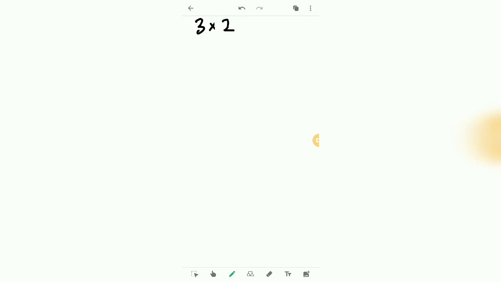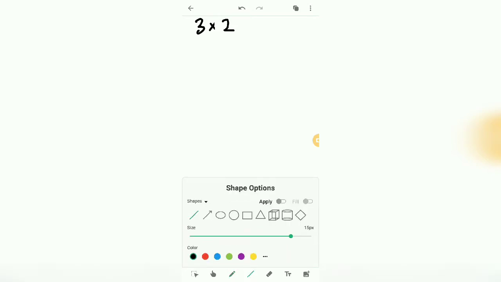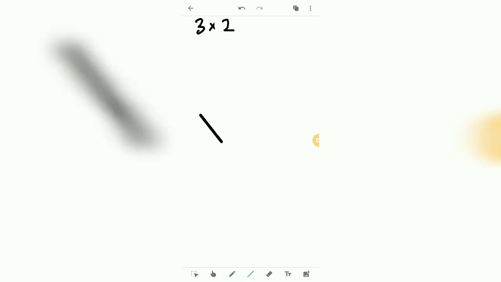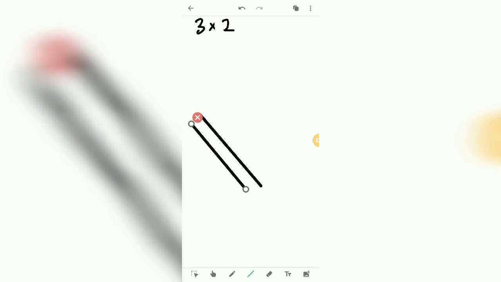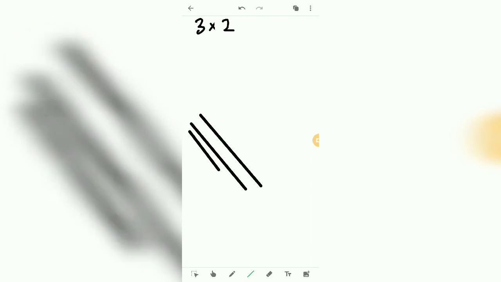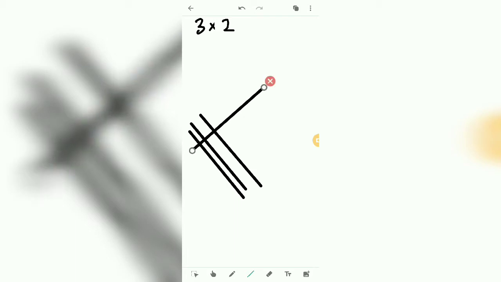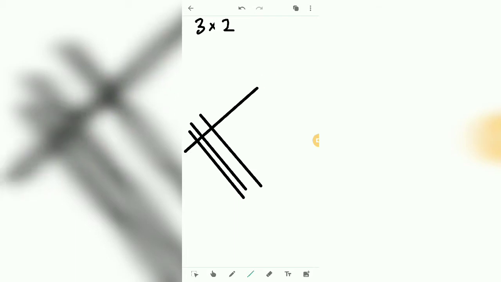Okay, that's better. So you begin by drawing 3 lines, 3 parallel lines. 1, 2. I think let me bring this here a bit. And then 3. Not really nice, but it's okay. And then you draw 2 lines to cross them this way. Okay, so 1 and 2.